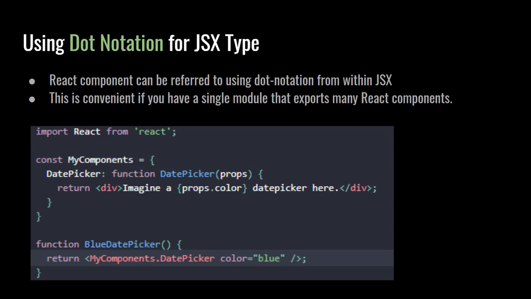Using dot notation for JSX types. So this is a very nice way if you have to use dot notation. If you have a module that exports many React components, it's nice to remember that you could have a component that has many smaller components in there. Like there's an example of a date picker. You could have a slider, whatever, a calendar control, all these things. And know that when you return this object of components, you can dig into it a bit and say MyComponents dot DatePicker. So using dot notation, JSX will respect that and know what you mean by that.